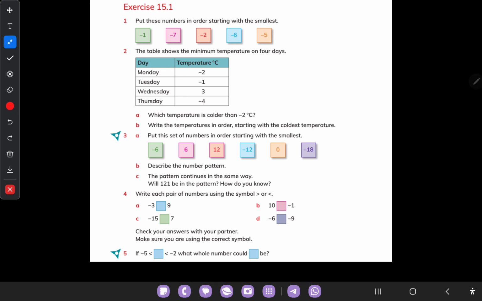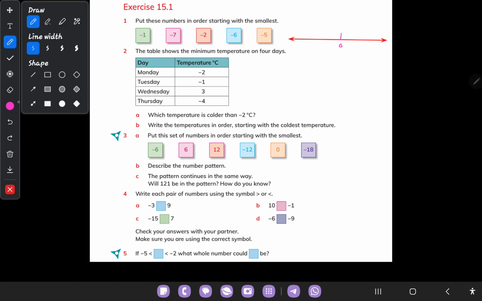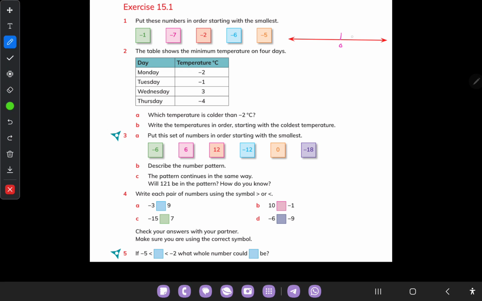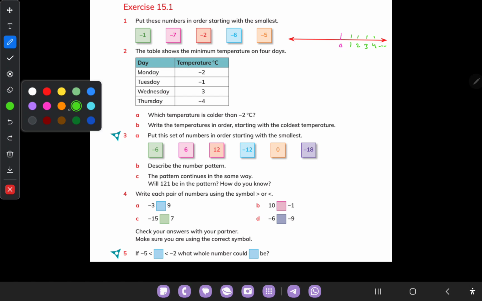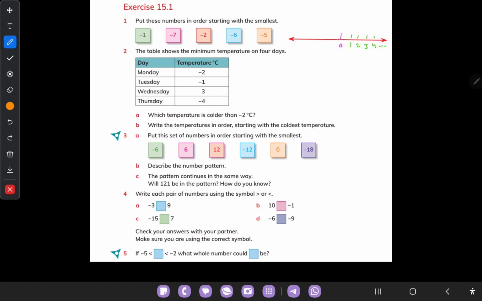Because if we draw the number line, okay, and this number line, we have here 0. 0 is dividing this number line. And the numbers at the right of 0 are positive numbers 1, 2, 3, and 4, and so on. And the numbers that lie to the left of 0 are negative numbers, negative 1, negative 2, negative 3, and negative 4, and so on, okay?